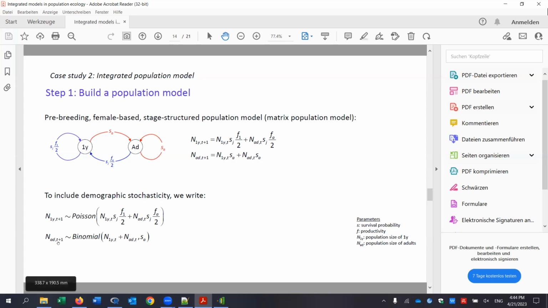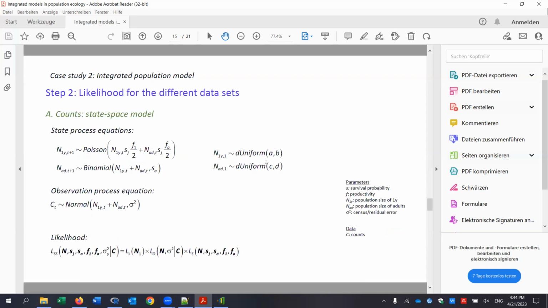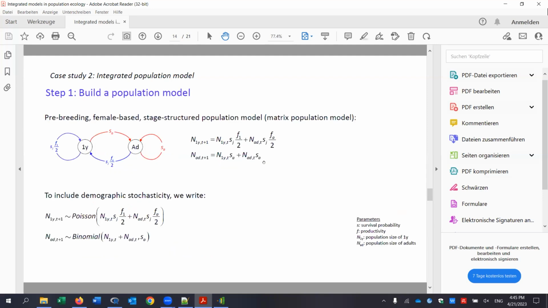Then for the survival of the adults here, we use the binomial distribution. Again, this distribution produces integers, but it has an upper bound. That's the population size the year before, because there cannot be more adults than there were in the year before. And the expected value is the product of adult survival and this binomial total, which is this part here. Good. So we have now our population model, and you have seen there are many choices, assumptions or decisions that we have to make, but let's stick with this.